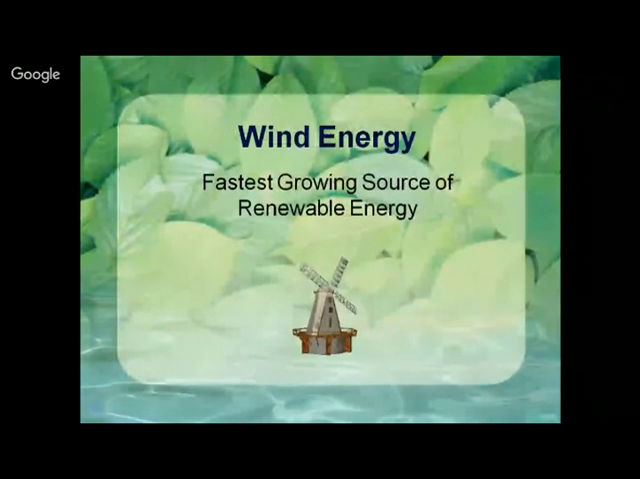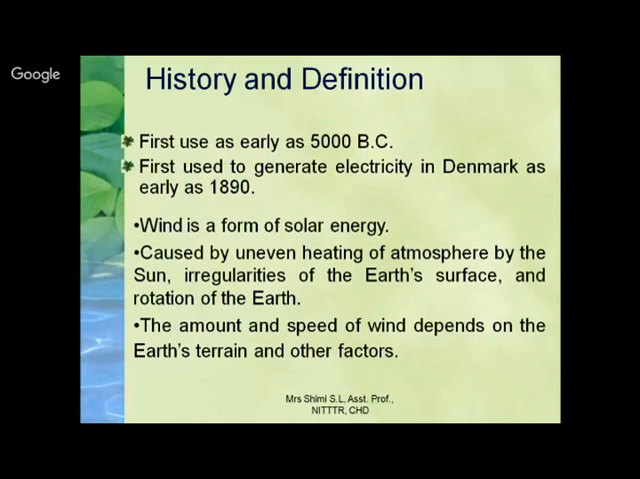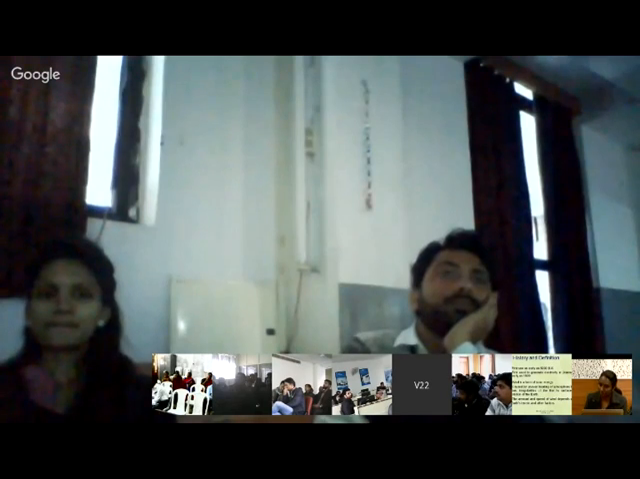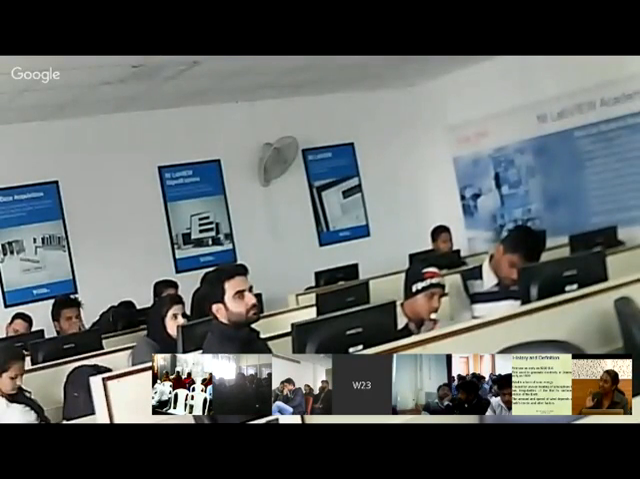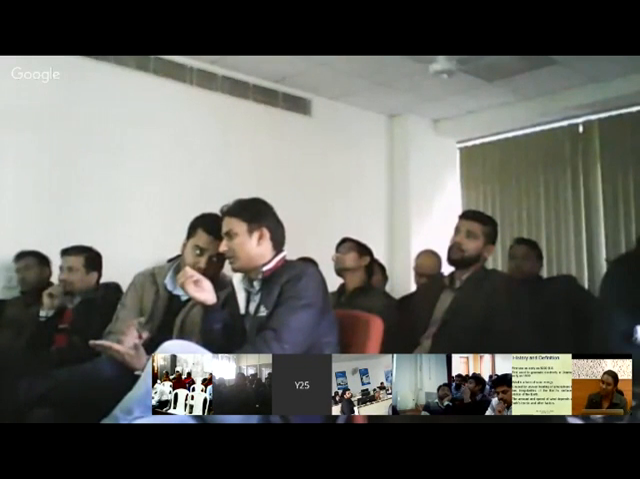Next is wind energy. India's potential for wind energy is more. Now in India many projects are going on for wind, the fastest growing source of renewable energy. And this wind energy didn't start nowadays. It started from 5000 BC. It is very old, and usually it was used for generating electricity in Denmark in 1890. That was the first electricity generation, it started in 1890.